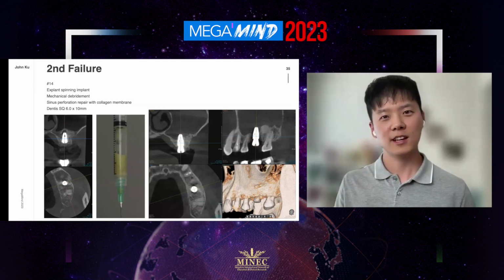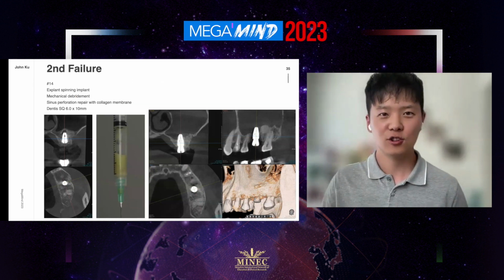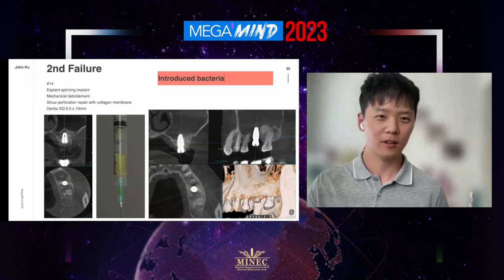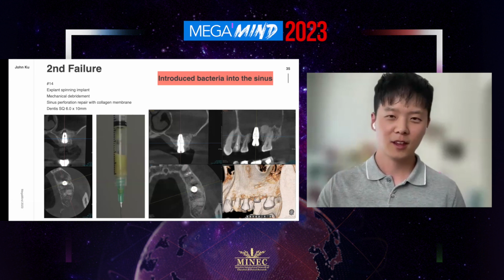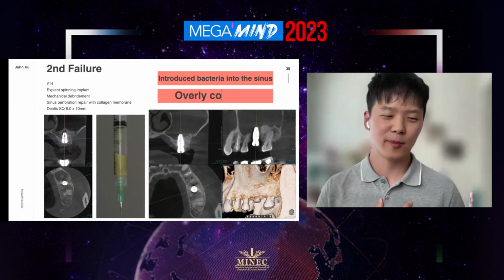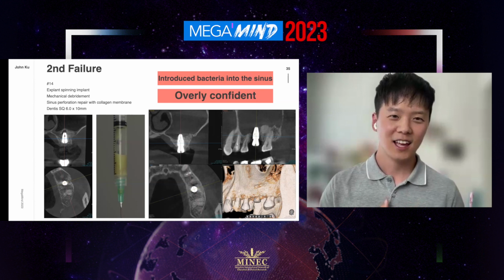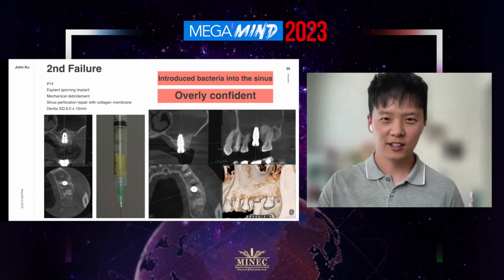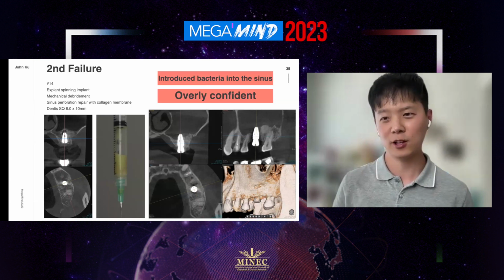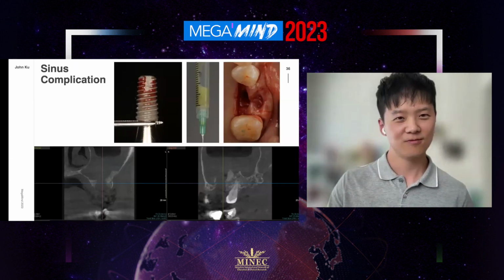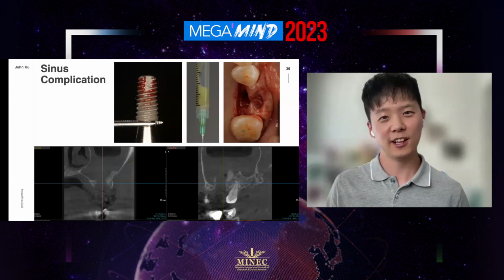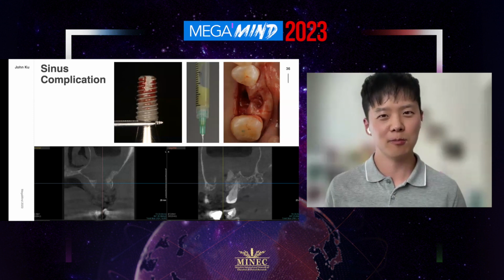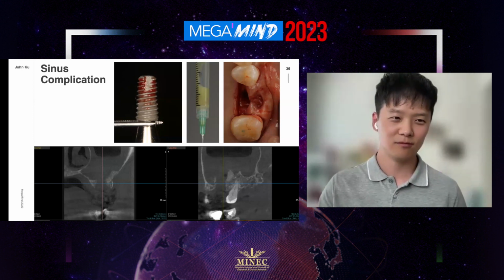The second attempt that resulted in sinus infection is due to bacterial introduction into the sinus. But in my personal reflection, my overconfidence exacerbated the situation. Had I chosen to graft the site instead of placing another implant, the chance of sinus infection would have been low. The sinus is a very delicate space, and I should have respected biology and physiology more during the second attempt.